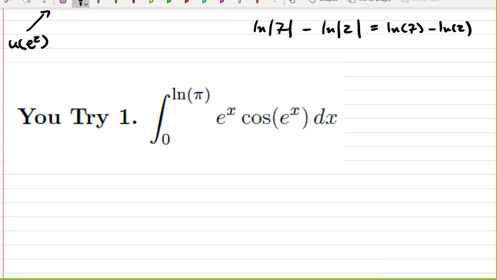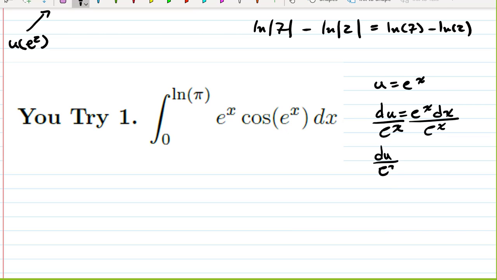So the u that we're going to want to pick this time is what's on the inside, which is the e to the x. So if we pick u equals e to the x, then du is equal to e to the x dx. And if we divide by e to the x on both sides, we get du over e to the x is equal to dx. So then we substitute into our integral.